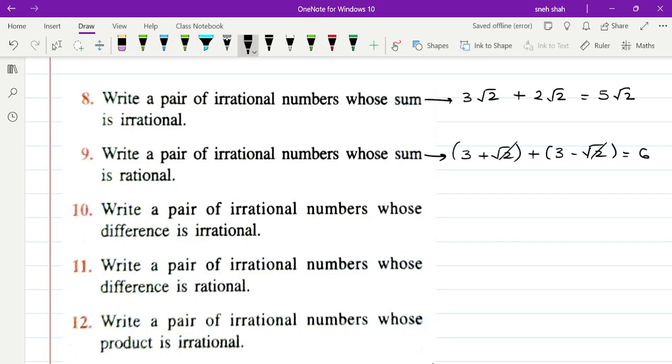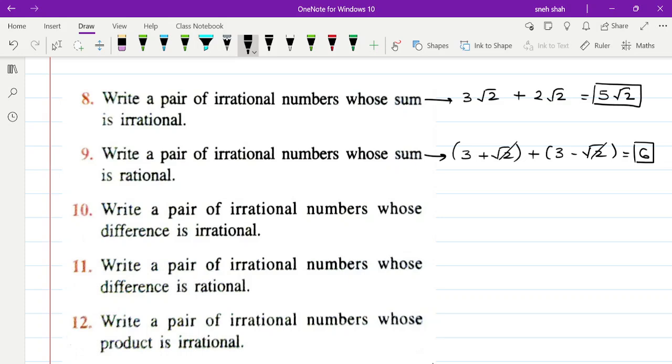So from these two examples, we can make this point that if two irrational numbers are added, the answer can also be an irrational number like in the first sub question or a rational number like in the second sub question. Now for the 10th, write a pair of irrational numbers whose difference is irrational.